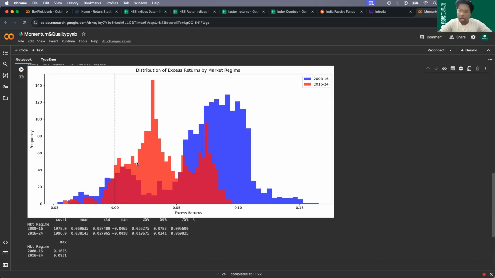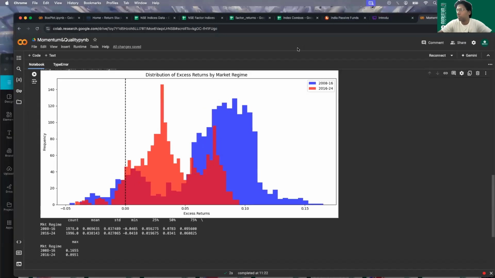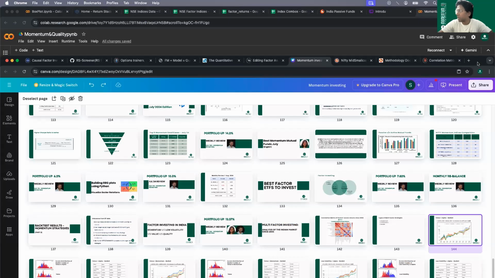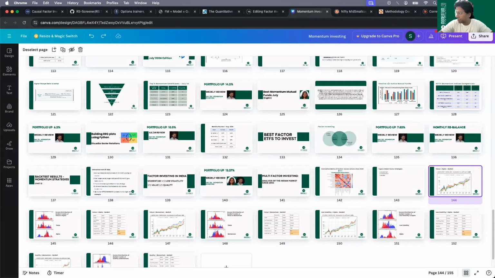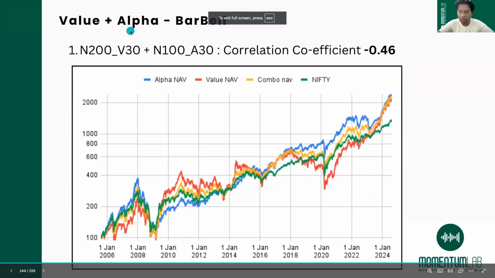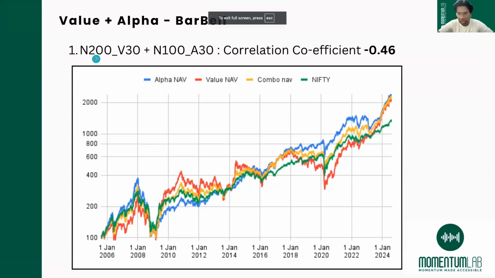Now that is the base effort that I've done. Now let's go on and see the analysis. The first multi-factor combination that we did was value plus alpha. For value, I've taken Nifty 200 value 30 as the index. For alpha, I've taken Nifty 100 alpha 30. It is a 50-50 combination. We also see that its correlation is the least, negatively correlated at minus 4.46. So that's the reason I've taken this. This is the first combination.